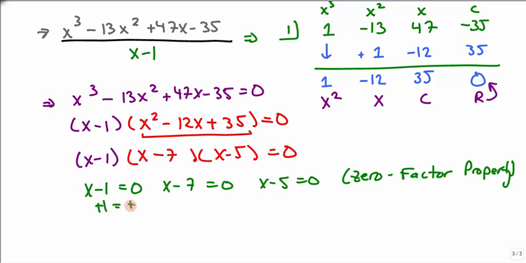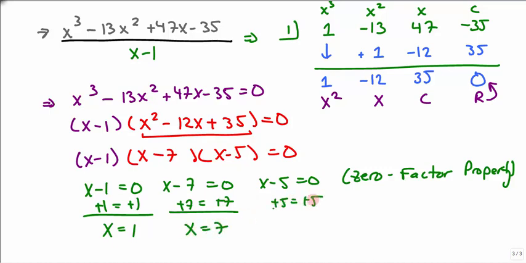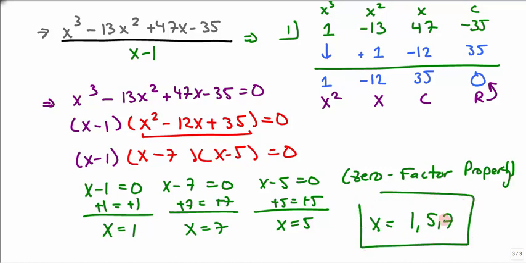To solve, I'd add 1 and get x equals 1. Add 7, x equals 7. Add 5, and I'd have x equals 5. So my solutions by working this by hand would be 1, 5, and 7 in order from smallest to largest. So we saw many different methods here.